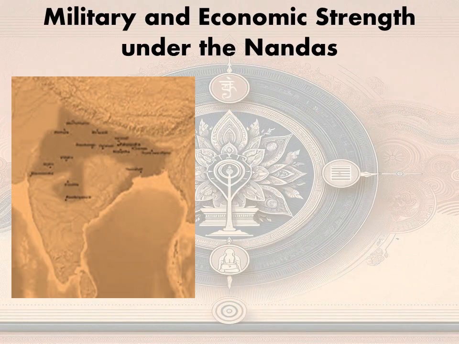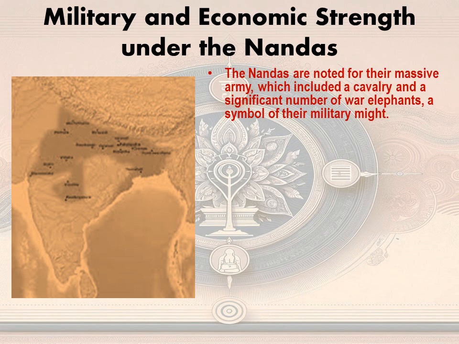Military and economic strength under the Nandas. Here in the map on the left hand side, the darkened portion are the territories in which Nandas had their control. The Nandas are noted for their massive army, which included cavalry and a significant number of war elephants, a symbol of their military might.